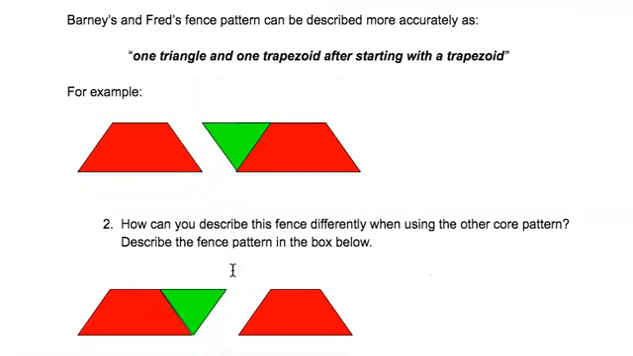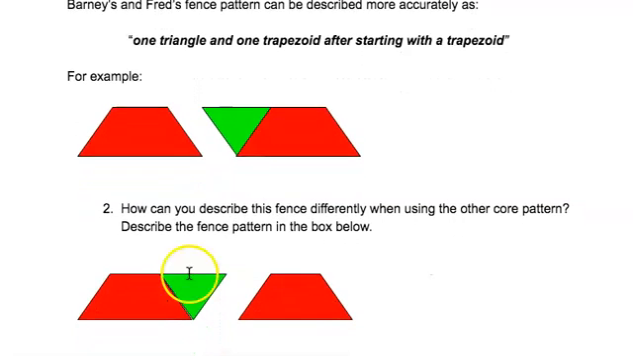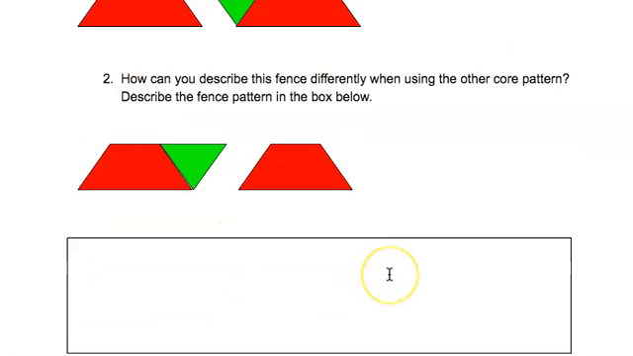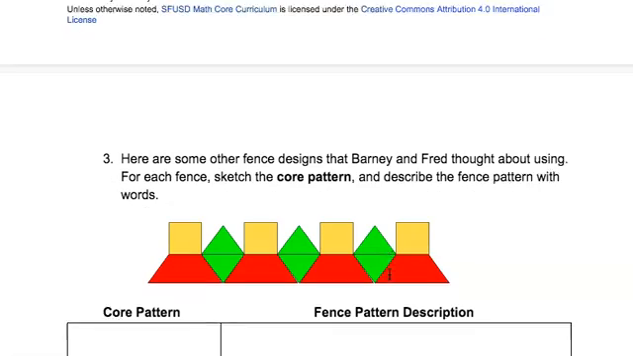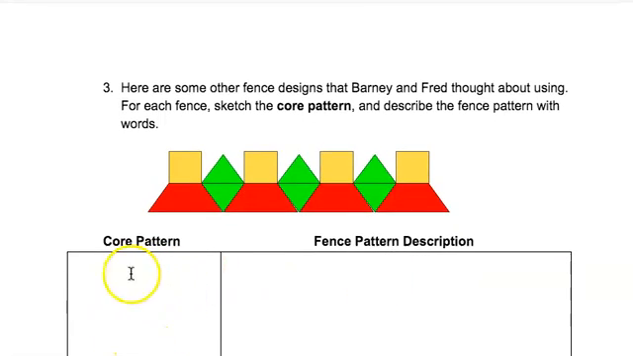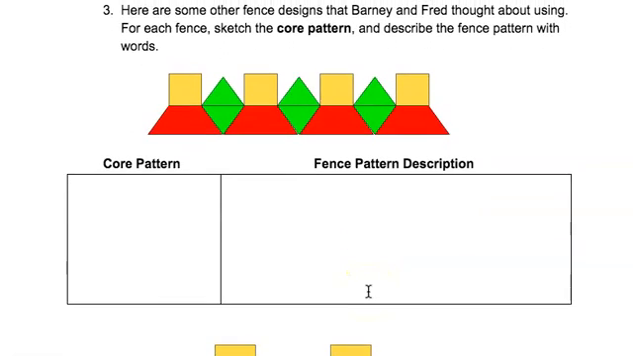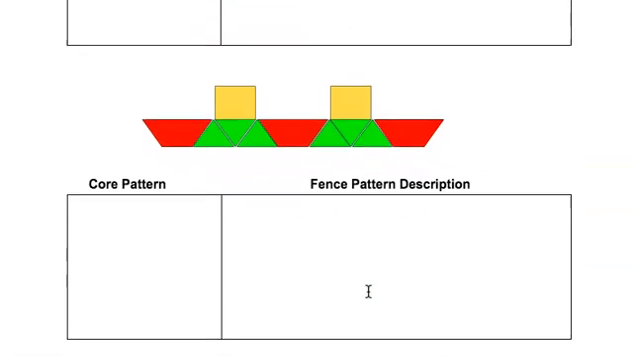How could you describe this fence differently when using the other core pattern? So if you decided that it was red then green as your pattern, how could you describe this last piece? And then write that below. Okay, here are some other fence designs. So go ahead and identify the core pattern and then use words to describe that pattern. And then here's another one.